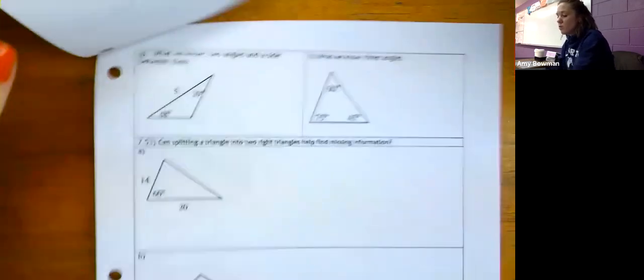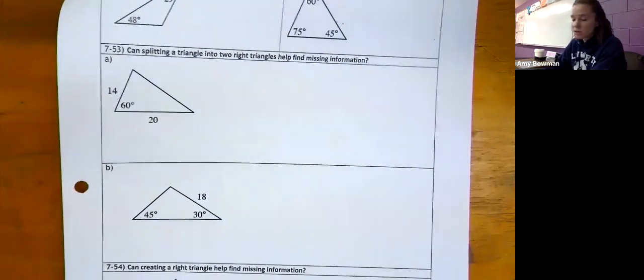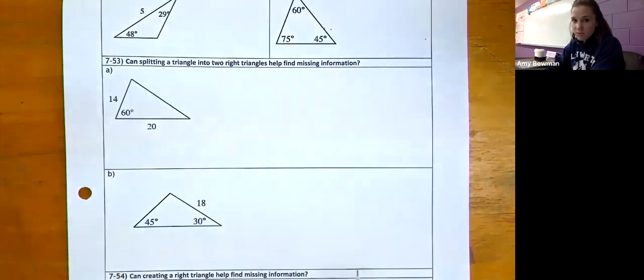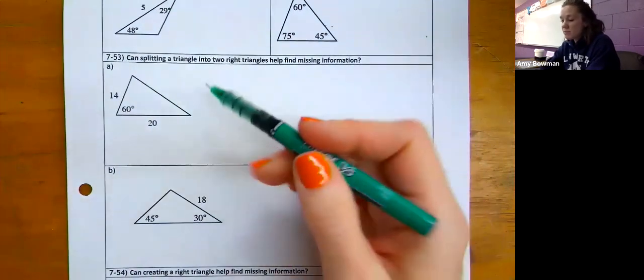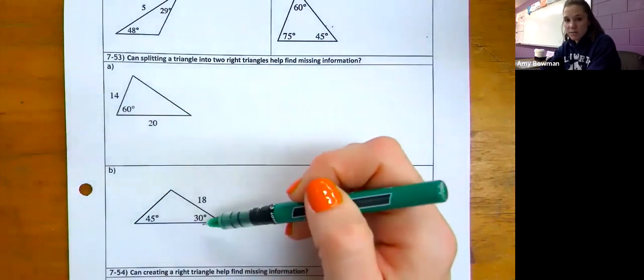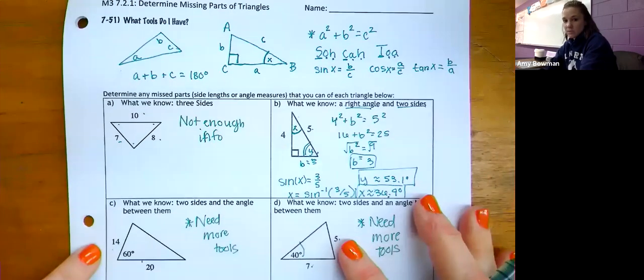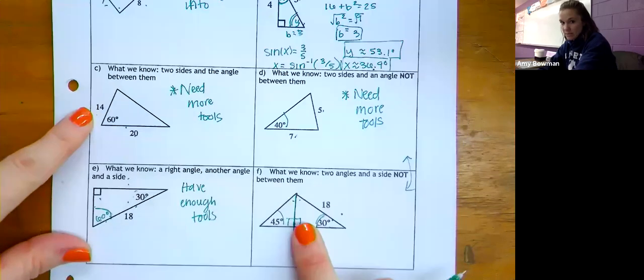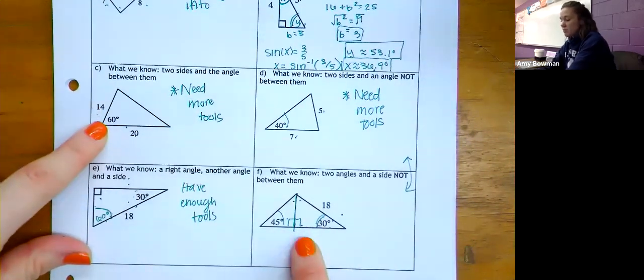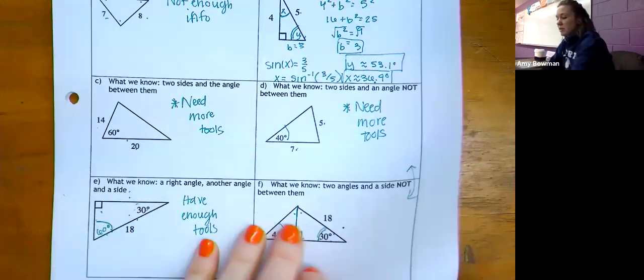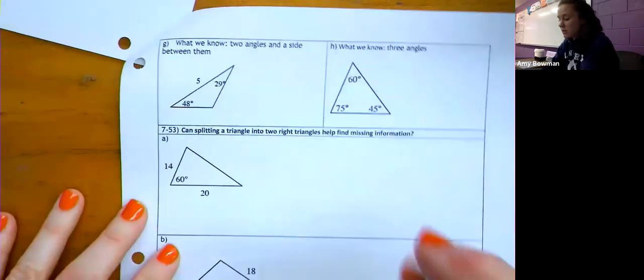All right, so we're going to move on. So flip your page over and we're going to look at problem 53. So problem 53 looks at 2 of the triangles we had on the previous page that I said we needed more tools for. So that's this one and this one. And now we're going to see if we can't combine some of these tools, be a little clever, and figure out some missing information.